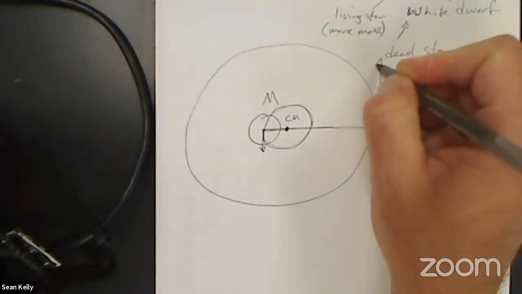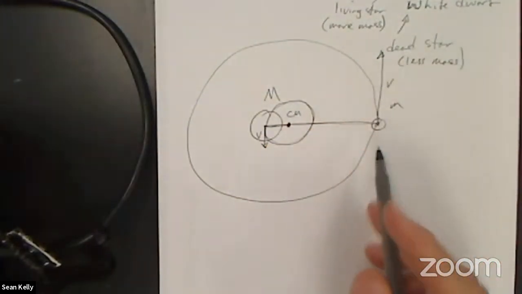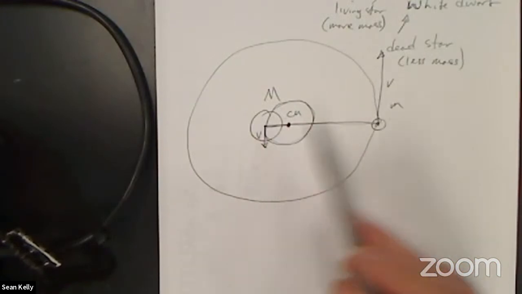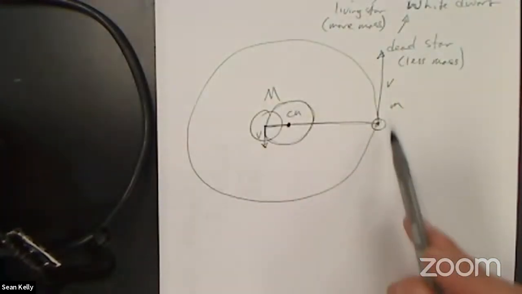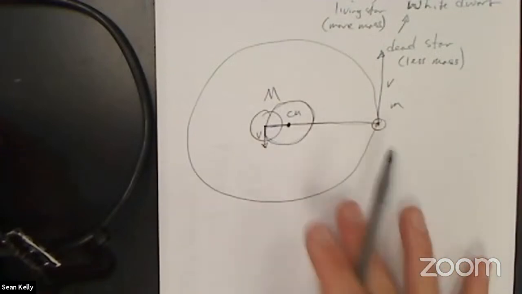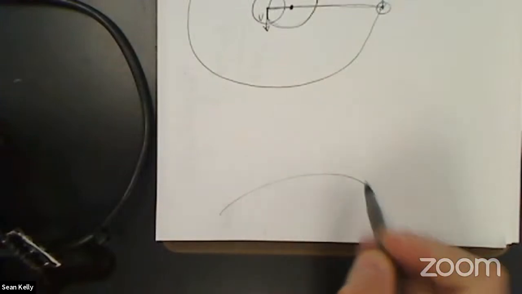So make sure you draw your arrows. This is our velocities, right? So the velocity for the large mass will be a small velocity, and the little mass will have a much bigger velocity because it has to go all the way around here in the same amount of time that this one goes around here. Okay, so let's finish up this drawing and let's put the Earth down here.